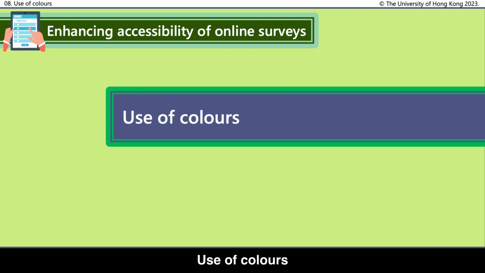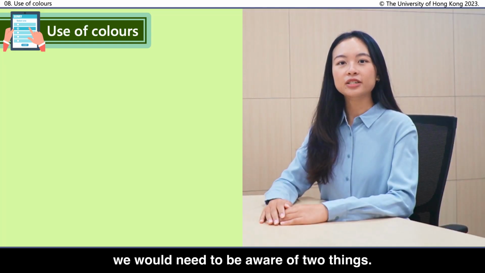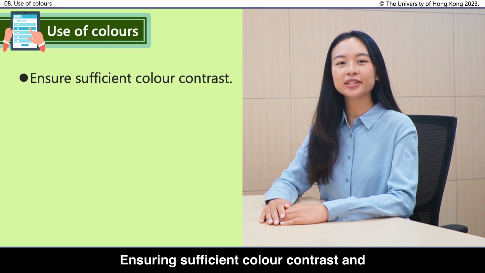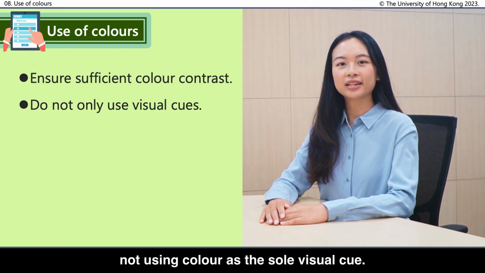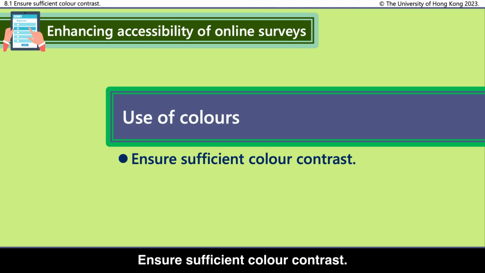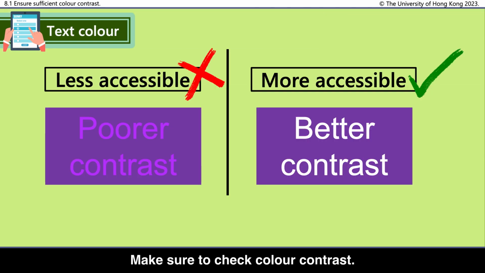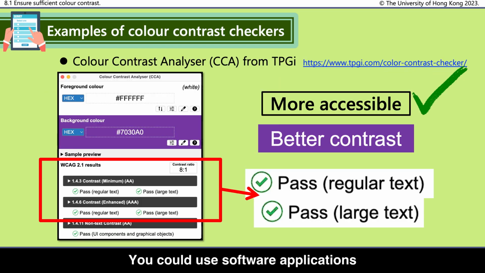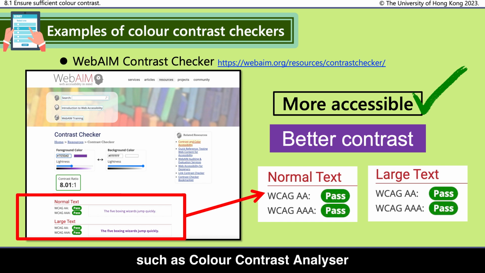Use of colors. Regarding the use of color, we will need to be aware of two things: ensuring sufficient color contrast and not using color as the sole visual cue. Ensure sufficient color contrast. Make sure to check color contrast. Content without sufficient color contrast could be inaccessible to some users. Content with sufficient color contrast is easier for everyone to read. You could use software applications to check color contrast, such as Color Contrast Analyzer and WebAIM Contrast Checker.